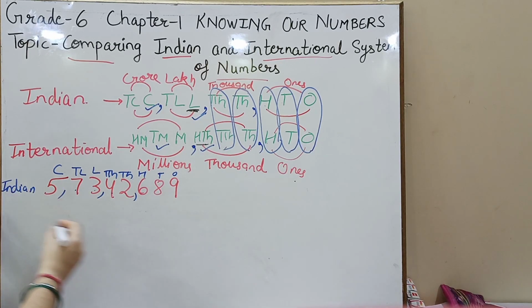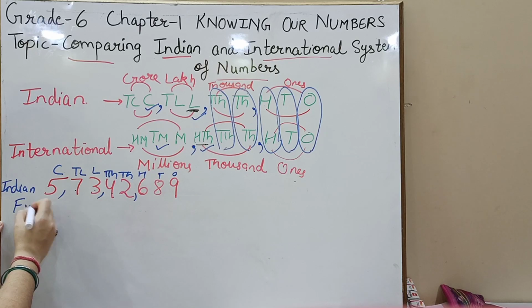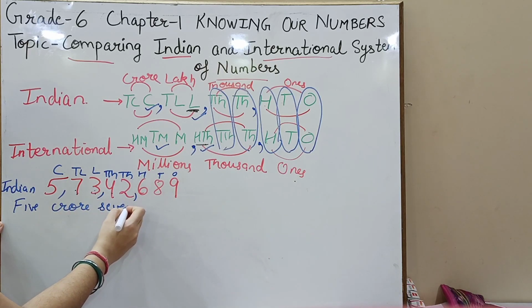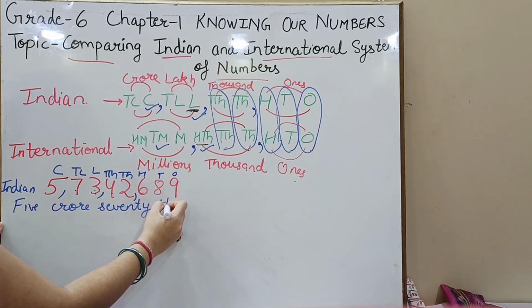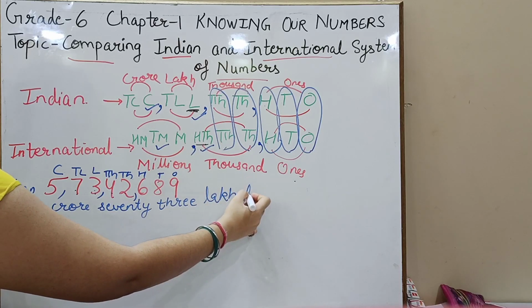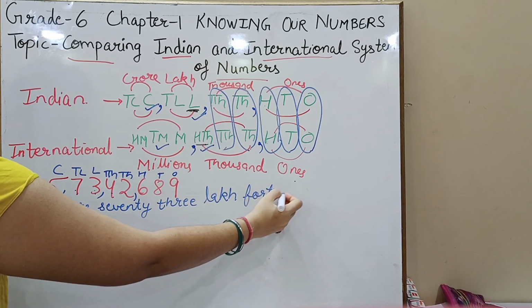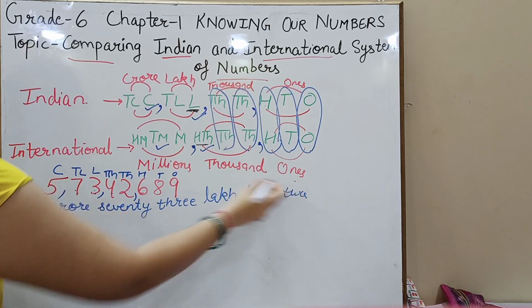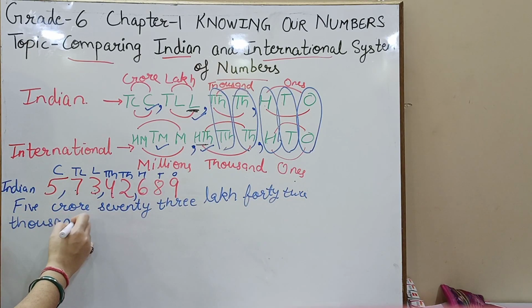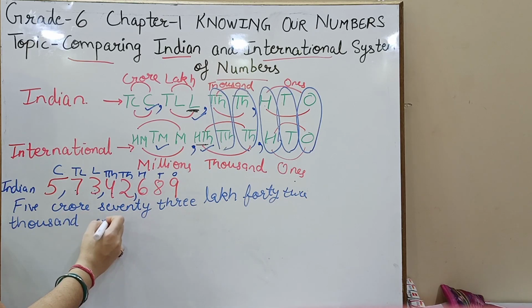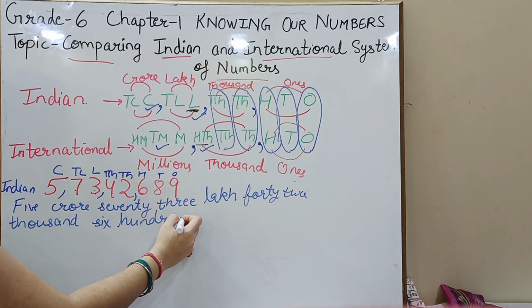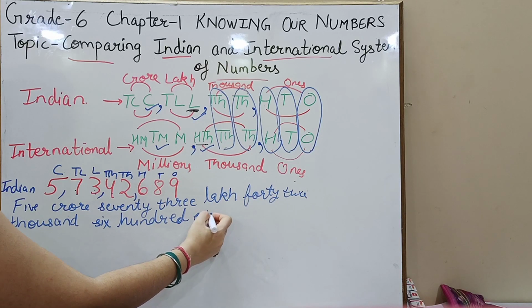So the number will become 5 crore 73 lakh 42,000 689.